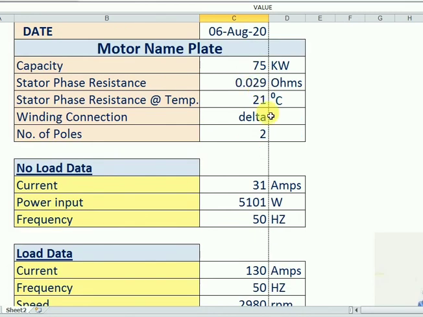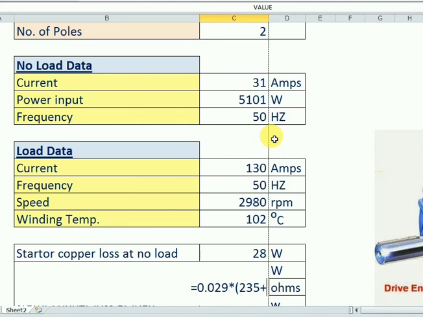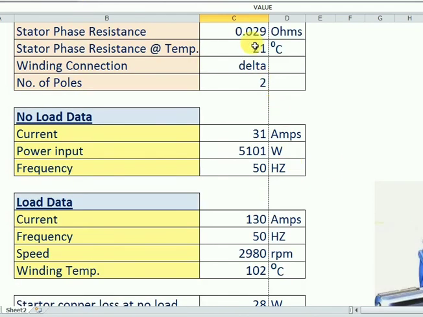2, 3, 5 is a constant, plus the winding temperature, which is 102 at load condition. We want to calculate the resistance at load. Resistance at load we don't know, resistance at no load we know. So 235 plus 21, since the resistance 0.029 is at a temperature of 21 degrees centigrade. Multiplying this, we get 0.0382 as the resistance of the stator at load condition.